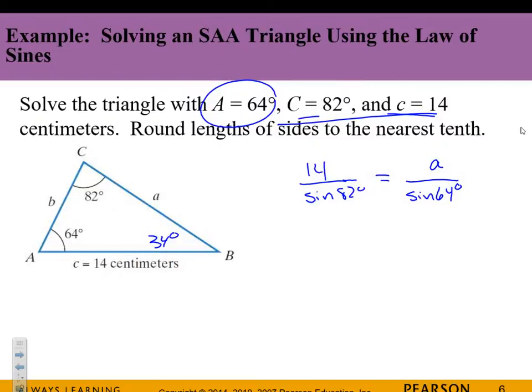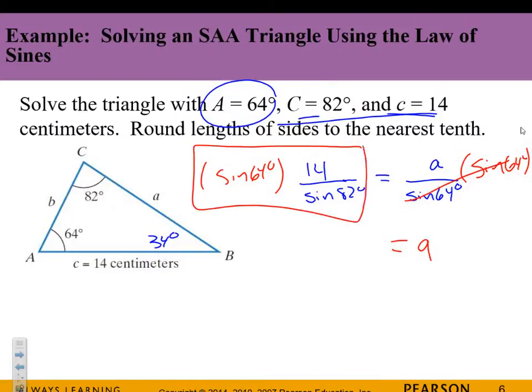Let's get back to our problem here. I want a, or little a, I should say. It's being divided by the sine of 64. How do I get a by itself? You would multiply by the sine of 64. I'm going to multiply both sides by the sine of 64 degrees. So here, gone, and a is equal to this.